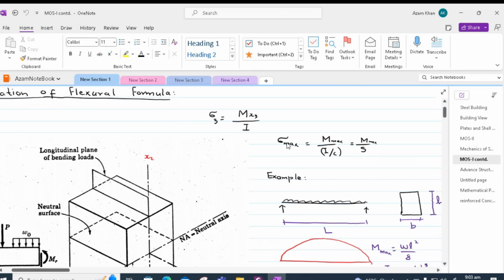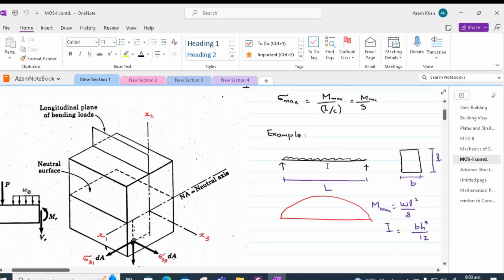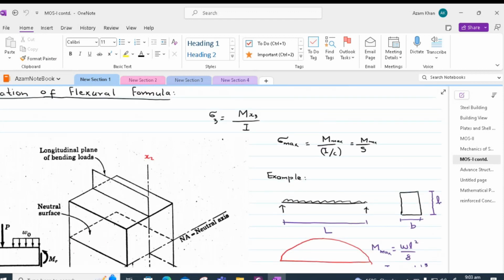Please note that in order to find out the maximum stress, we have to put the maximum moment. As an example, if we have a simply supported beam of length L and cross section b into h, the maximum moment is WL squared by 8. We can now further discuss the application of this formula using some numerical problems.